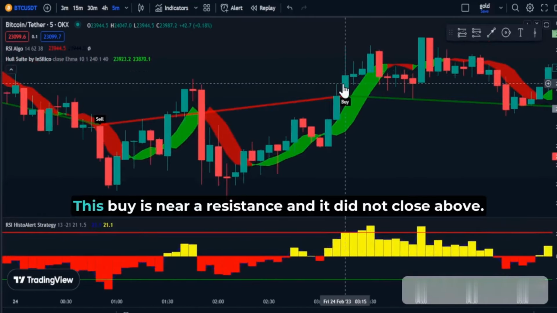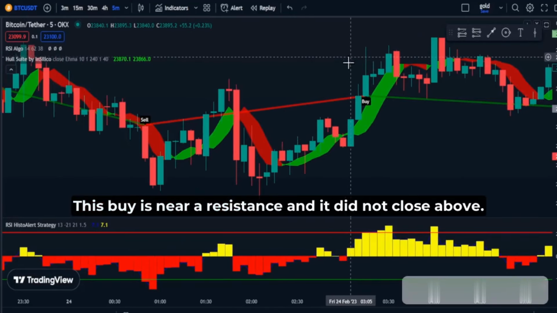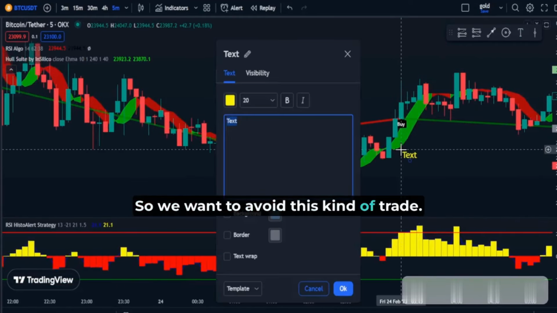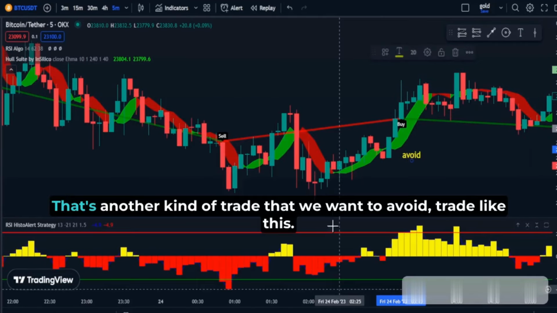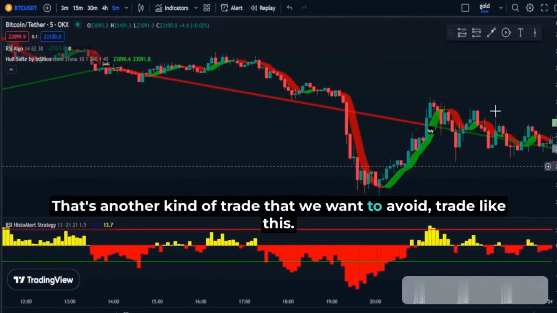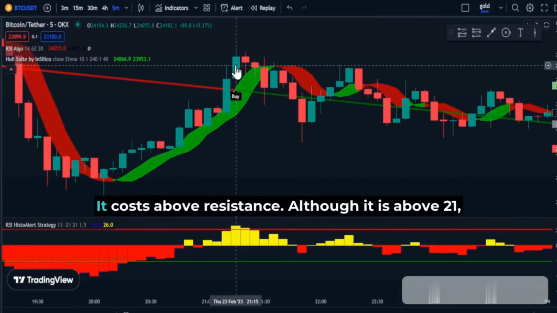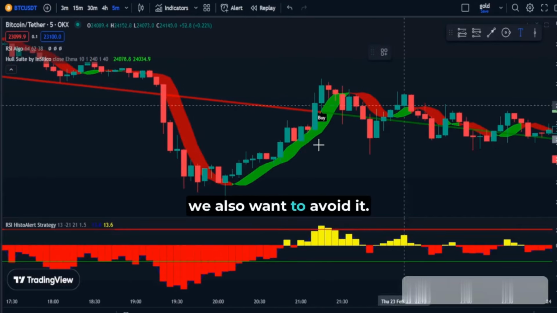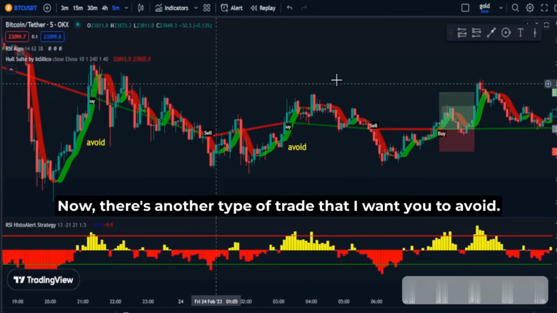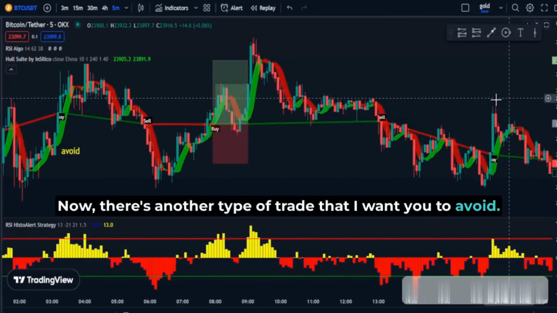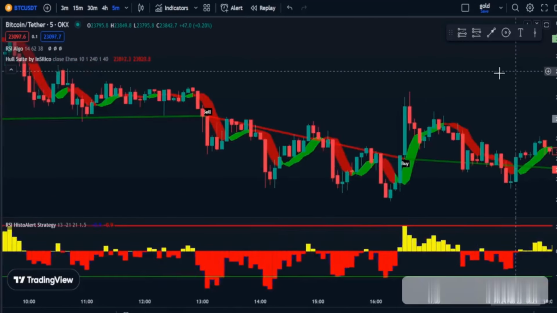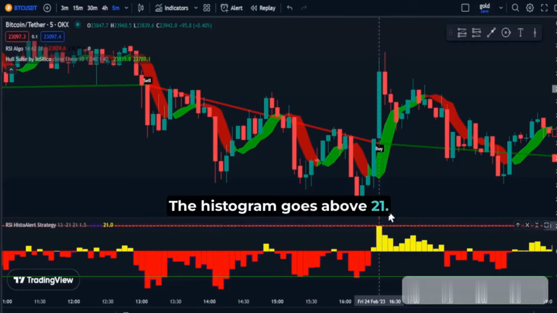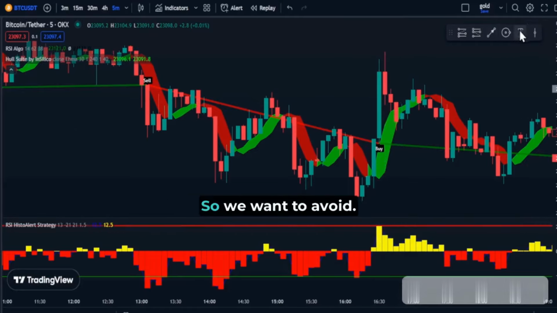Now let's look for another buy. Look at this. This buy is near a resistance and it did not close above. So we want to avoid this kind of trade. Okay. There's another kind of trade that we want to avoid. A trade like this. It goes above resistance. Although it is above 21, we also want to avoid it. Now, there's another type of trade that I want you to avoid. Look at this. The histogram goes above 21, but the candle is very big, so we want to avoid it.